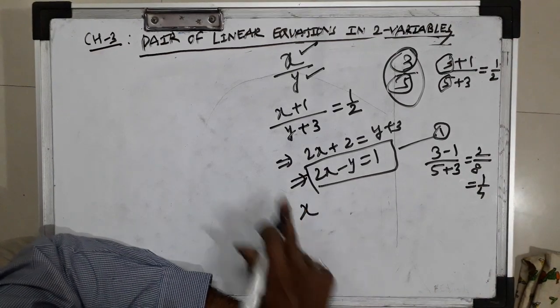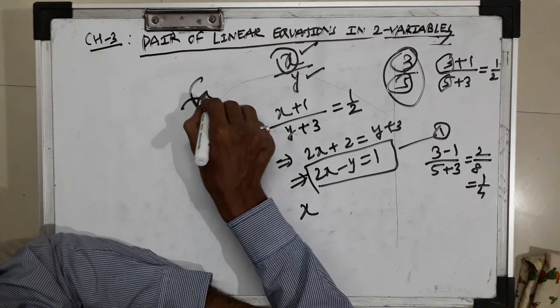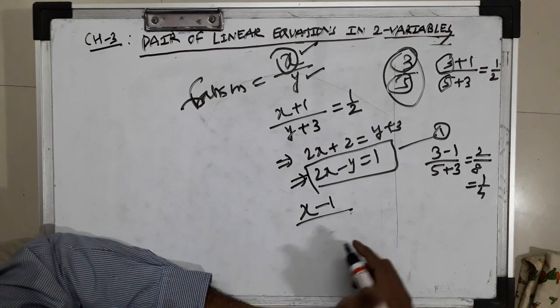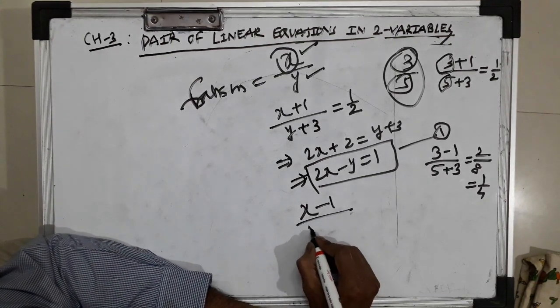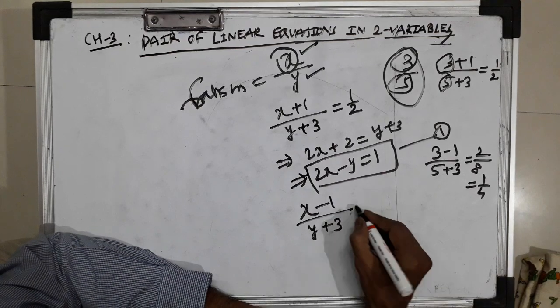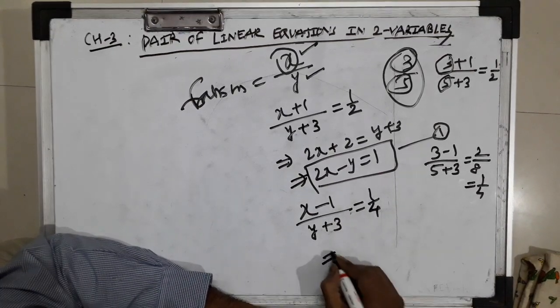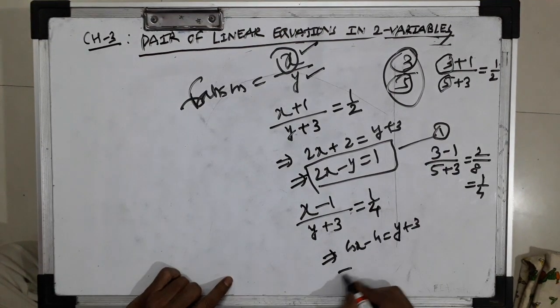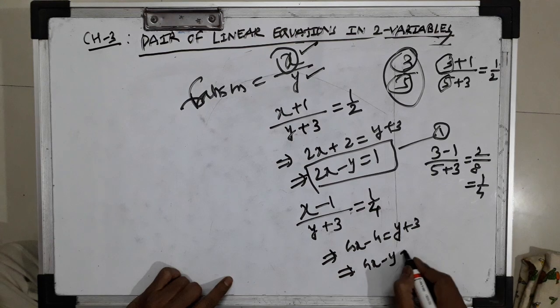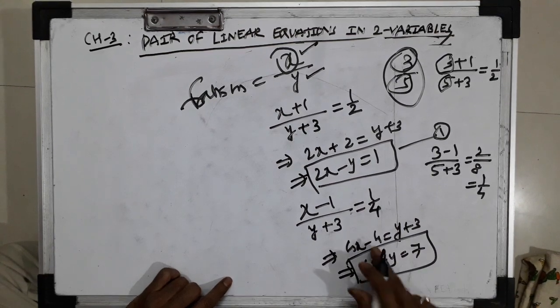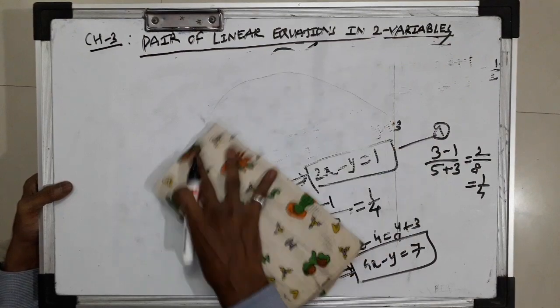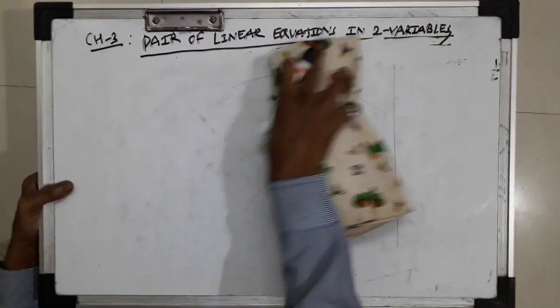We don't know the numerator, let the fraction be x by y. By the second condition, if we subtract 1 from the numerator and add 3 to the denominator, the fraction becomes 1 by 4. We cross multiply, 4x minus 4 is equal to y plus 3. This is 4x minus y is equal to 7. After transposing, minus 4 becomes plus 3 plus 4, 7. In this way we can get these equations. Got it? Now we'll take one more example based on this fraction.